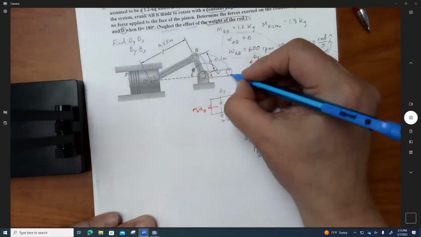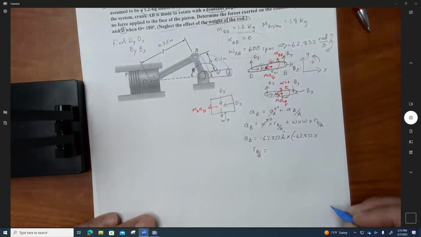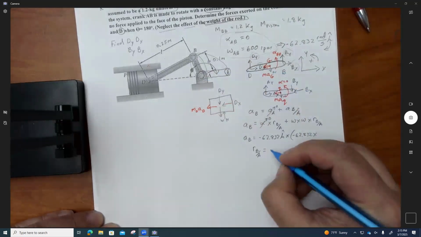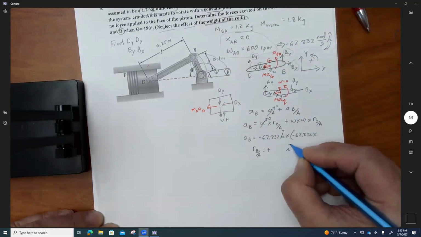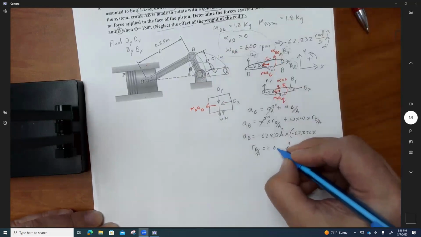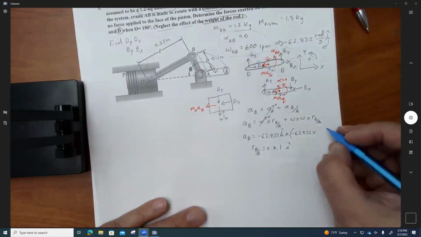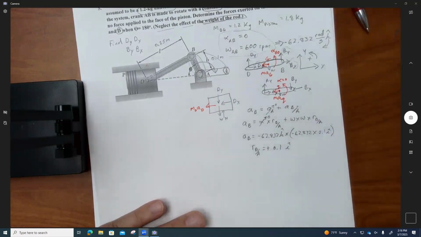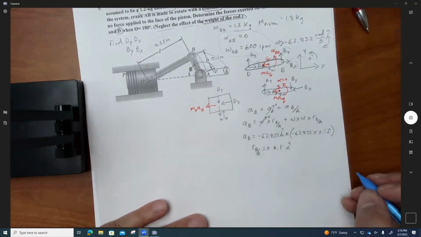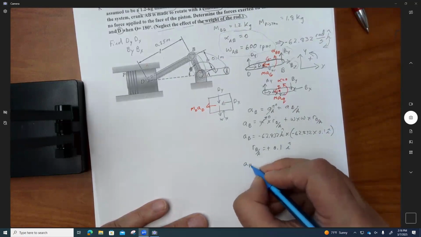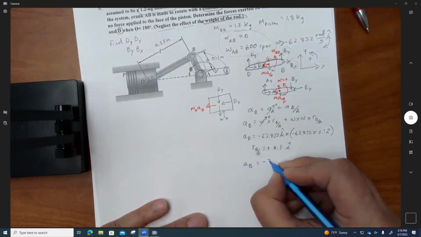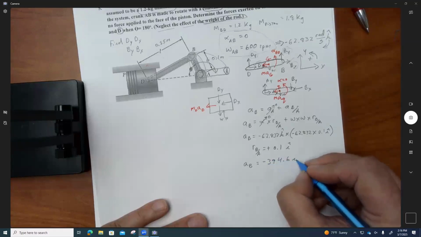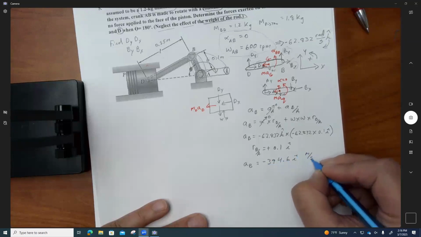If B is down here because theta is equal to 180, then B relative to A is plus I, and the distance is 0.1. So let's put that in there, 0.1 I. If we work through that cross product, we're going to get the acceleration of B is equal to minus 394.6 I, and that's in meters per second squared.